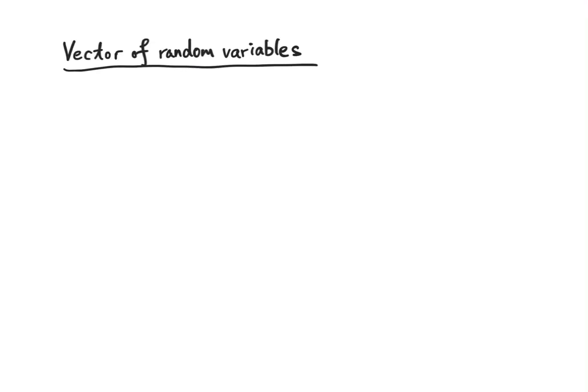Okay, ladies and gentlemen, welcome to this small tutorial about the vector random variable. So what is a vector random variable? Basically, it is just a collection of random variables put together. In particular, we let S be an array which contains n different random variables: S1, S2, ..., Sn.